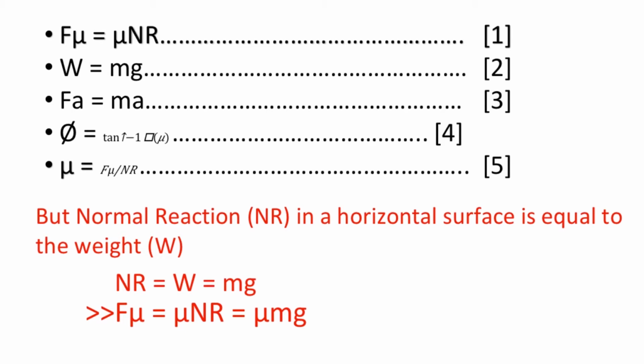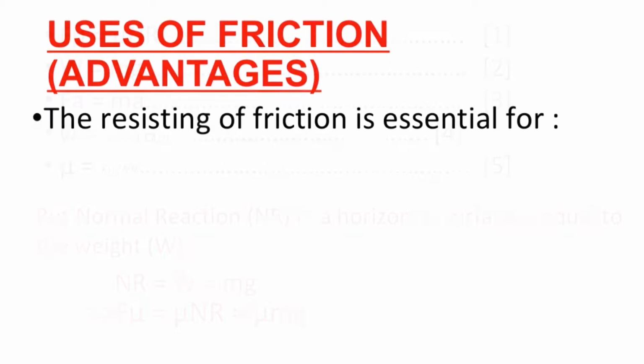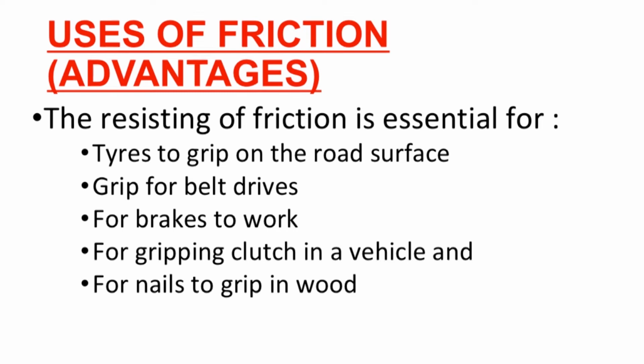We have theta, which is the angle of repose or the angle of friction. The angle of friction is calculated by tan inverse of mu, or rather tan inverse of the coefficient of friction. And then the coefficient of friction itself is calculated by the frictional force divided by the normal reaction. Now, we've already explained that the normal reaction is equal to the weight, which means that the frictional force will be equal to the coefficient of friction multiplied by mass multiplied by gravitational acceleration.